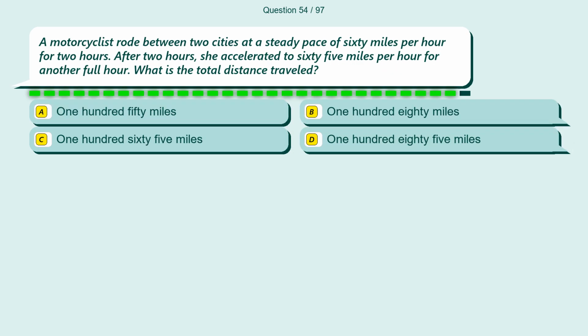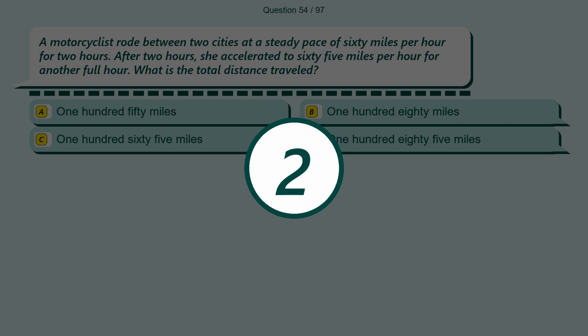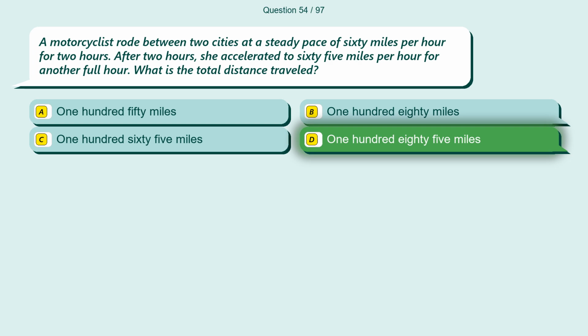Question 54. A motorcyclist rode between 2 cities at a steady pace of 60 miles per hour for 2 hours. After 2 hours, she accelerated to 65 miles per hour for another full hour. What is the total distance traveled? Option A, 150 miles. Option B, 180 miles. Option C, 165 miles. Option D, 185 miles. The correct answer is option D, 185 miles.